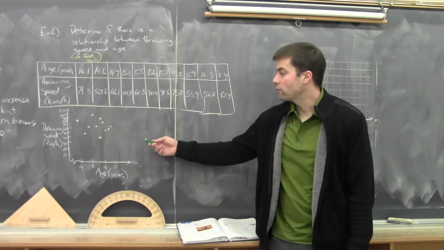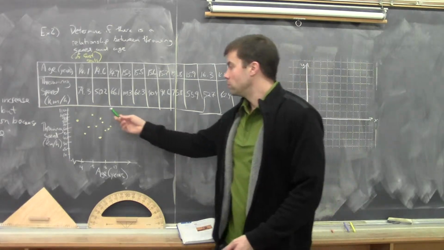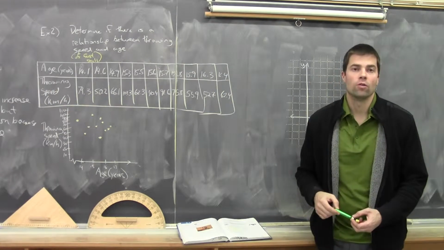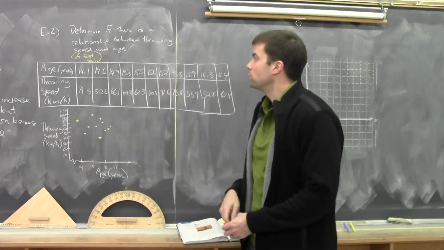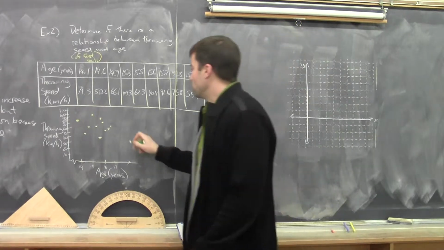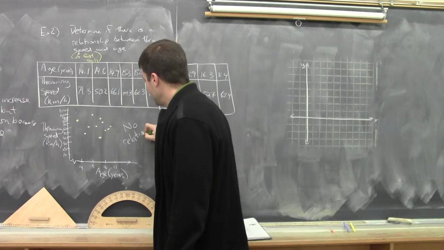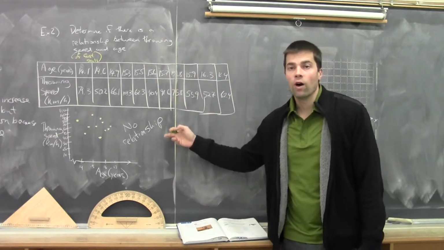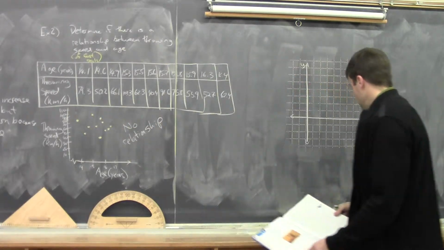However, looking at the graph, we can see that there is no pattern, okay? There's no set line I can draw through here because all the points are just scattered all over the place. So in this case, it says determine if there's a relationship between throwing speed and age. I would say no. No relationship. And the reason why is because there's no discrete pattern or no continuous pattern.